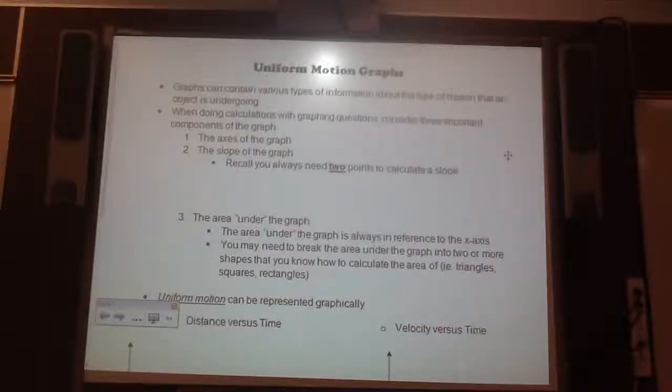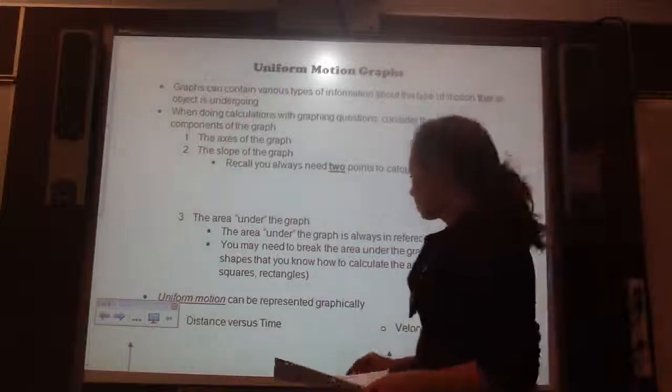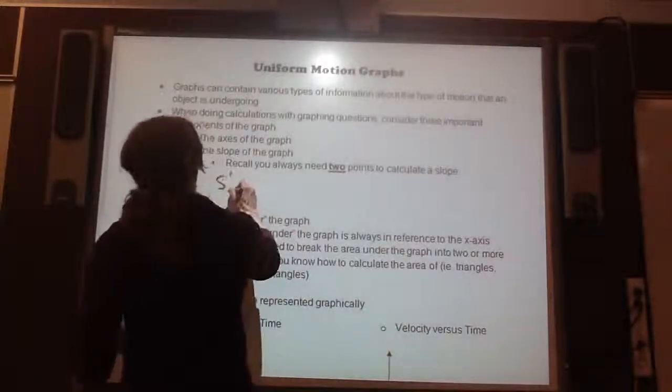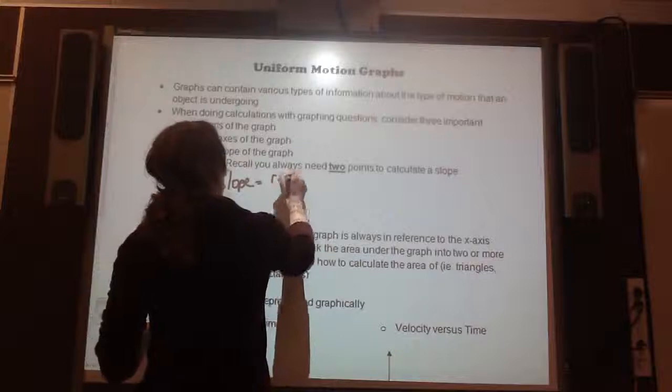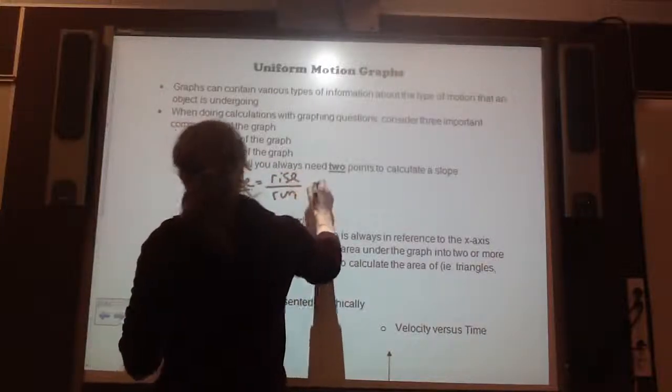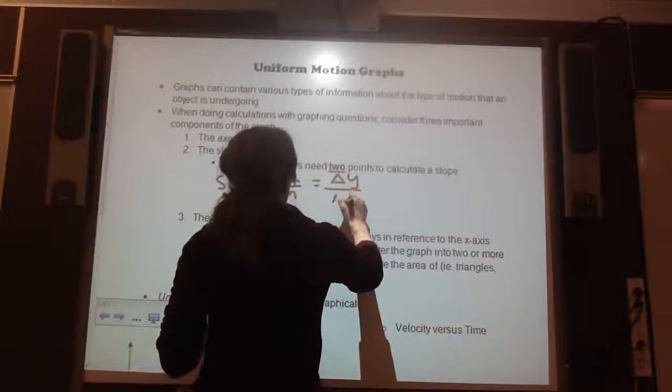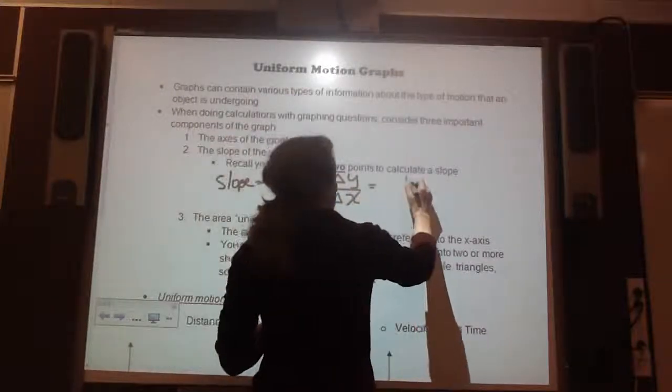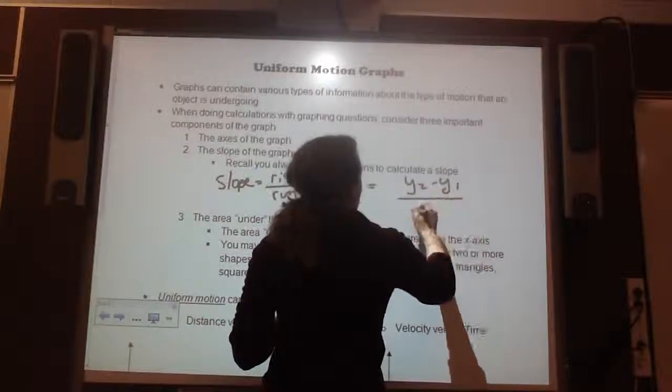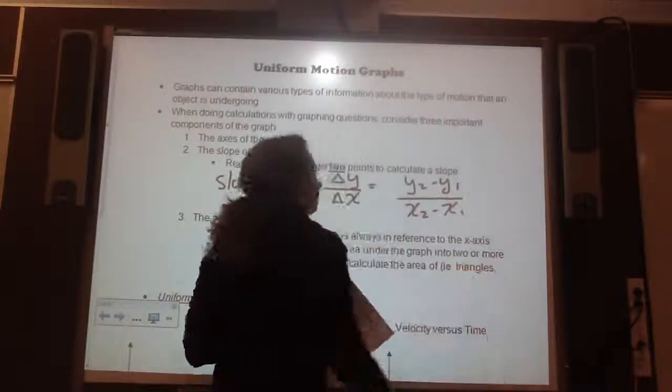So, graphs can contain various types of information about the type of motion that an object is undergoing. When doing calculations with graphing questions, consider three important components: the axes, the slope. Recall, you always need 2 points to calculate your slope. Slope is equal to rise over run, which is equal to delta y over delta x, which we say is y2 minus y1 over x2 minus x1.